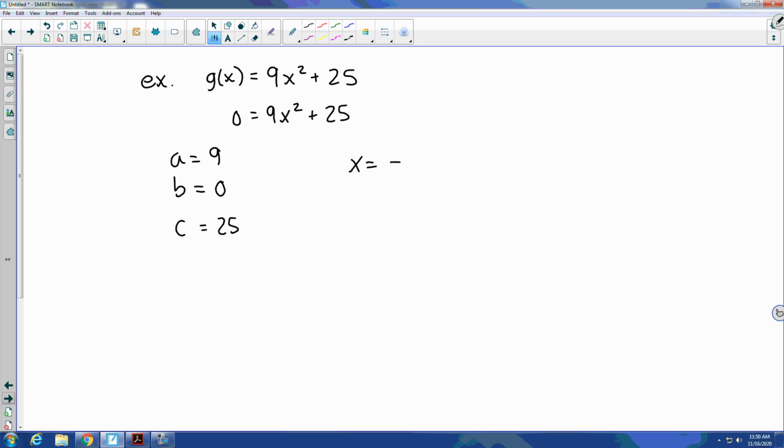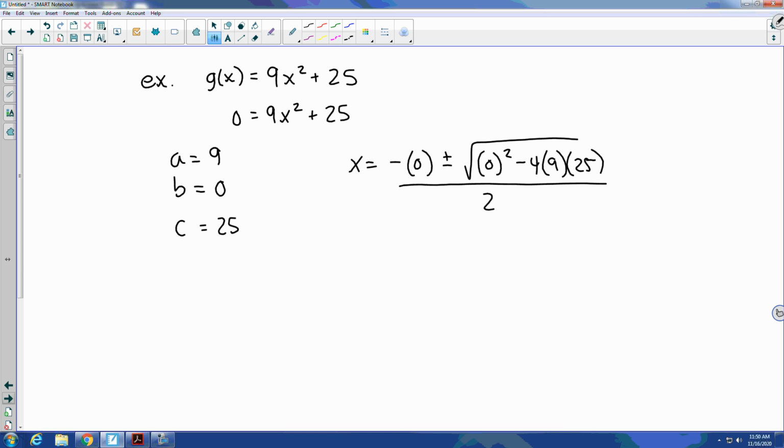Now, substitute in -0 plus or minus the square root of 0 squared minus 4 times a times c, all over 2 times a. Negative 0 is just nothing, so we just have plus or minus. Underneath, 0 squared is 0, so we're going to have -4 times 9 times 25. Well, 4 and 25 gets you 100, times 9 gets you -900 in total, over 18.